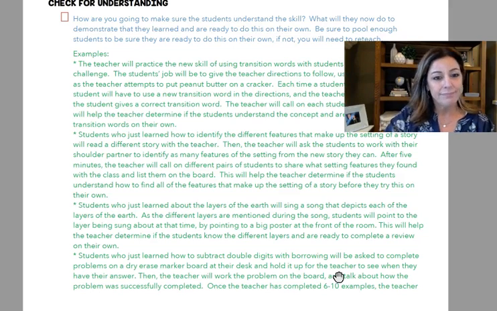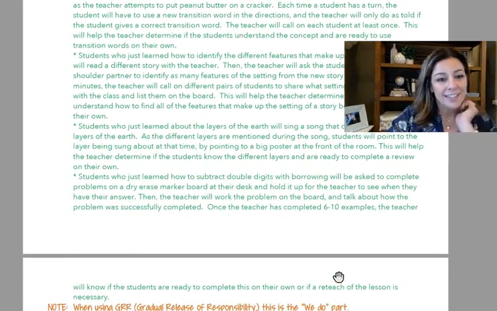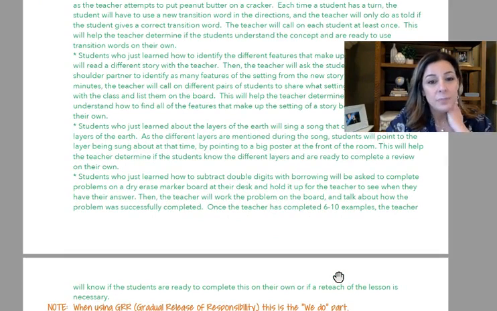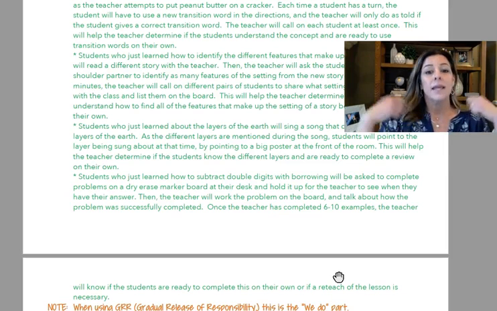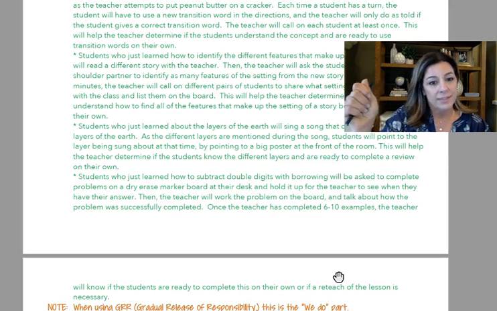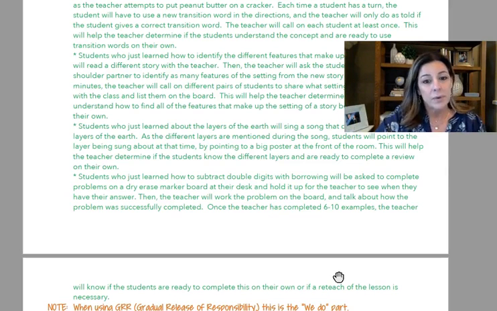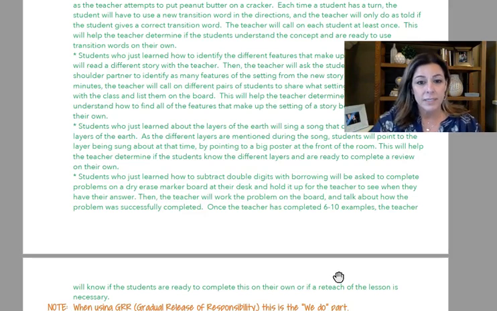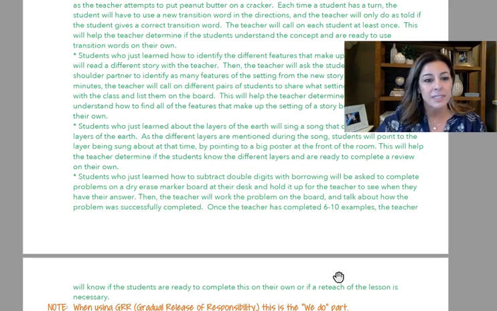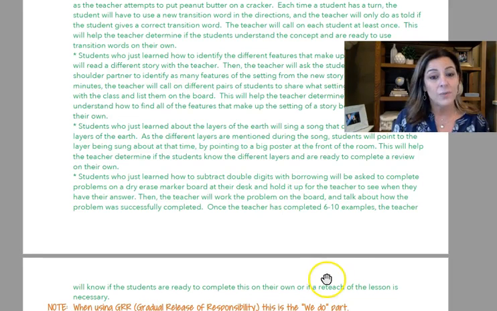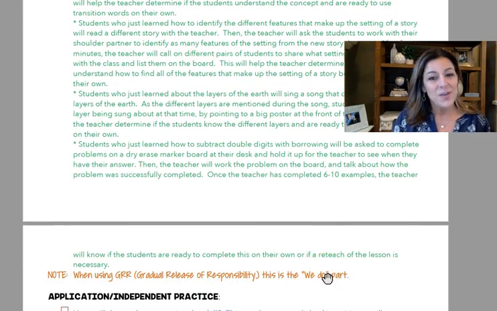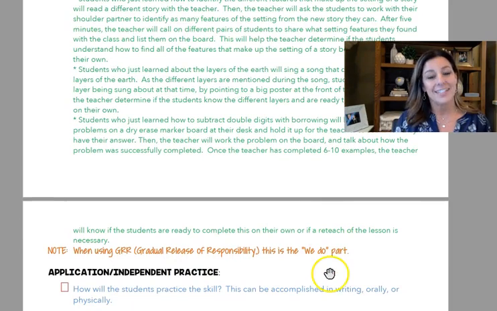And finally, students who just learned how to subtract double digits with borrowing will be asked to complete problems on a dry erase board at their desk and then hold it up for the teacher to see when they have their answer. Then the teacher will work the problem on the board and talk it out and talk about how the problem was successfully completed. Once the teacher has completed 6 to 10 examples, the teacher will know if the students are ready to complete this on their own or if a reteach of the lesson is necessary.